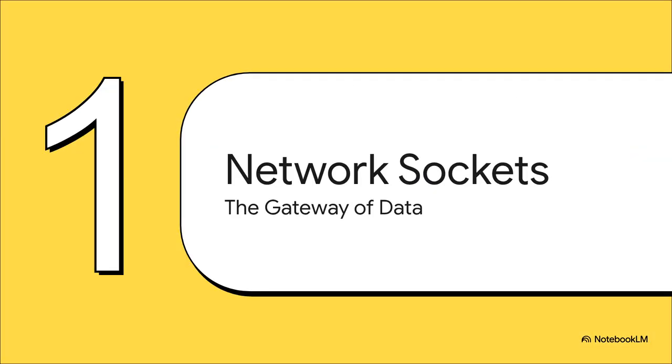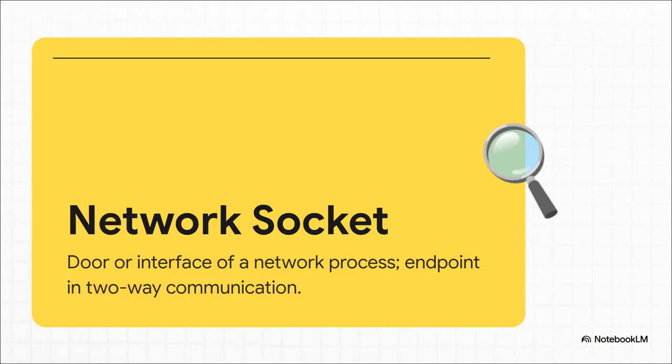Section 1, the network socket interface. So I want you to literally visualize this as a door. A network socket is basically the interface of a network process. Think of a process as, say, your web browser talking to a web server. This socket is a specific data structure acting as one endpoint in a two-way communication link. Data simply cannot leave or enter a process without passing through this exact doorway, period.